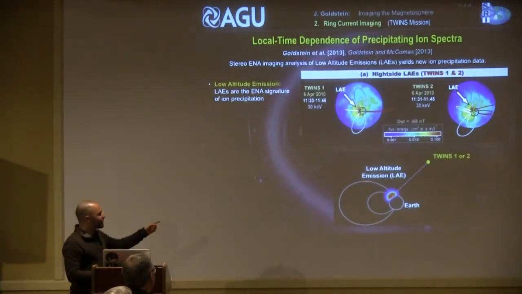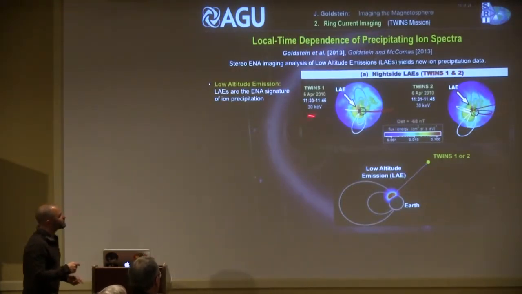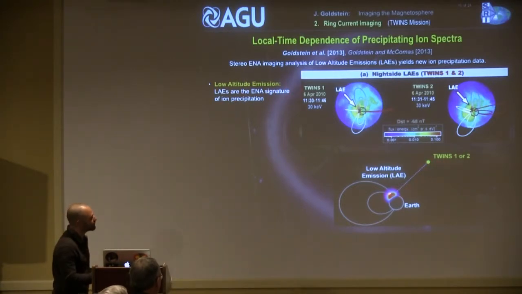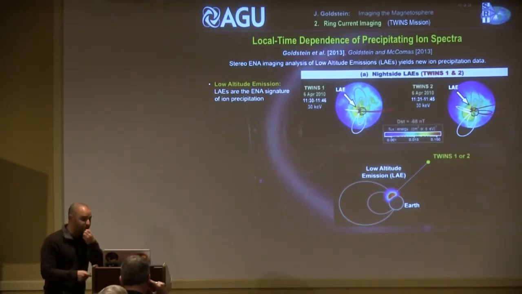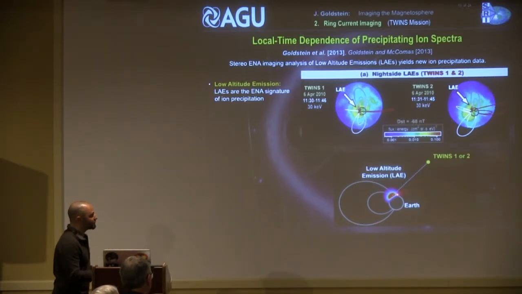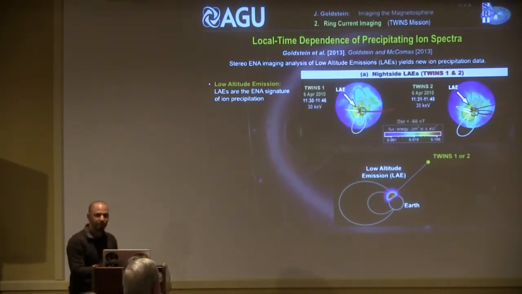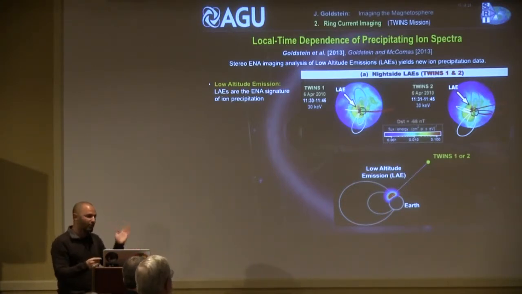Here's another example from looking at low altitude emissions, which are the ENA signature of ion precipitation. So your TWINS spacecraft is looking down on this bright emission. It's very bright because the geocorona is much denser closer to the Earth. So it's often the brightest signal in the image. And it's also from an optically thick region of the image. That is, ENAs emerging from these low altitudes are experiencing multiple charge exchange and stripping interactions on their way out.